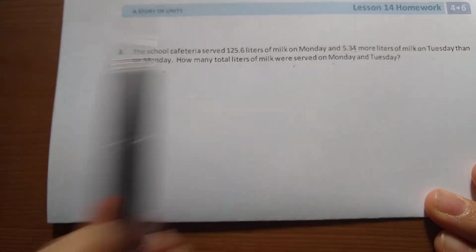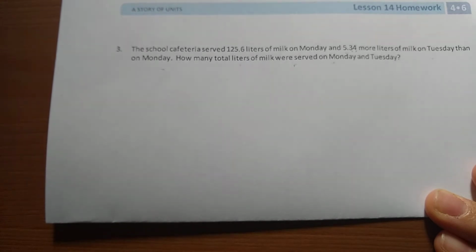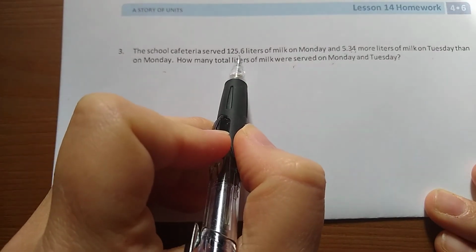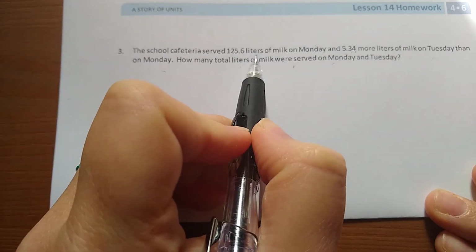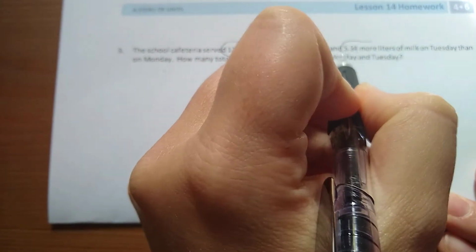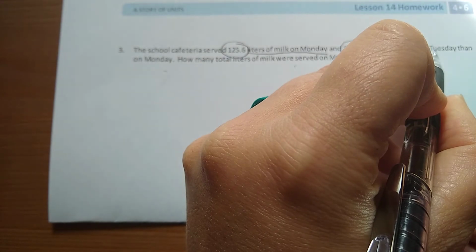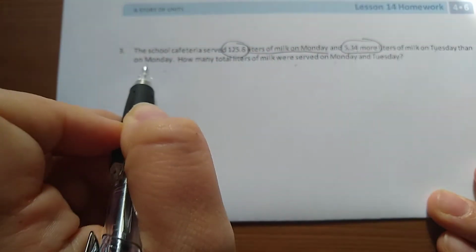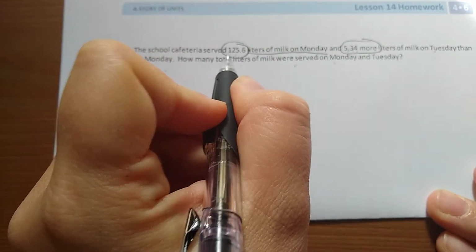So I'm going to look at those numbers, and when I read that, I think 125 is a lot different than 5. So did nobody buy milk on Tuesday? So I'm going to read it again. So the school cafeteria served 125 6/10 liters of milk on Monday. So that's how much they did on Monday. And 5 and 34 hundredths more liters on Tuesday. So they served this and this much more than on Monday. So how many total liters of milk were served Monday and Tuesday?